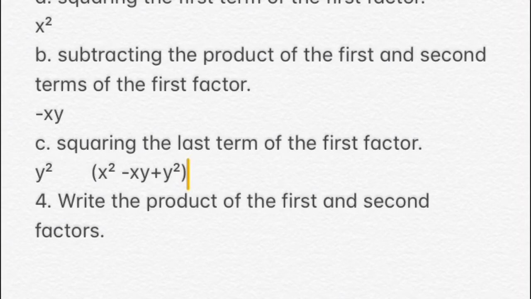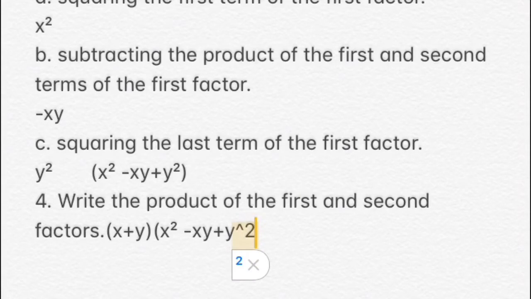Now for the final step, we're going to write the product of the first and second factor. So we're going to have the first factor x plus y times the second factor x squared minus xy plus y squared. So these are the steps in finding the factors of the sum of two cubes.